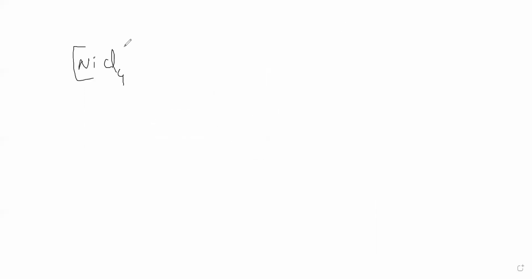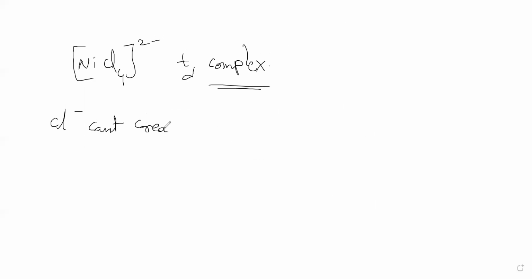We have the next one, [NiCl4]2-. This is a tetrahedral complex. I'll tell you why. You see, the Cl- can't create a strong field. It is a weak field ligand. We will understand weak field and strong field later. So it will not force pair.